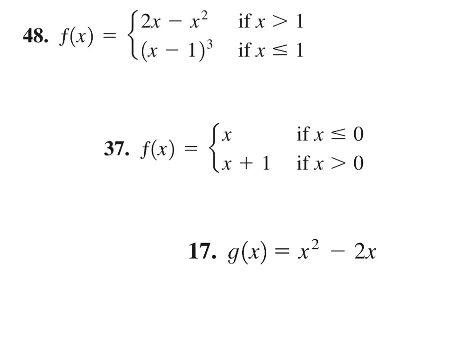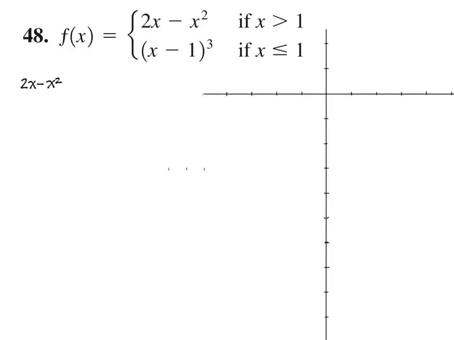These are showing problems number 48, 37, and 17 in 2.2. So the first one here is a piecewise function. And in this piecewise function, we have two parts of it. We have this part here that is 2x minus x squared, but only when the x's are greater than or equal to 1.